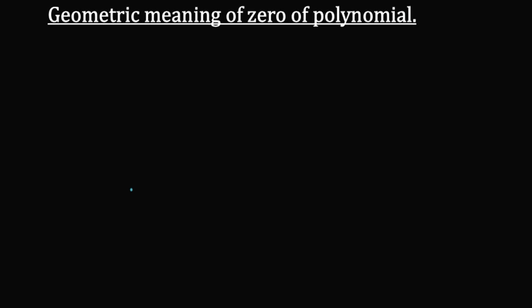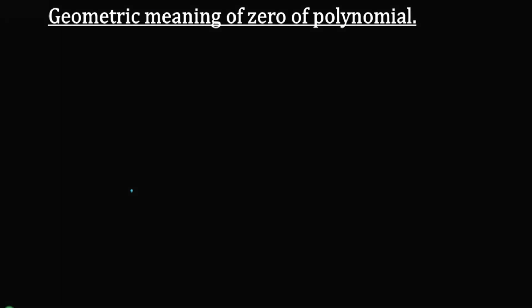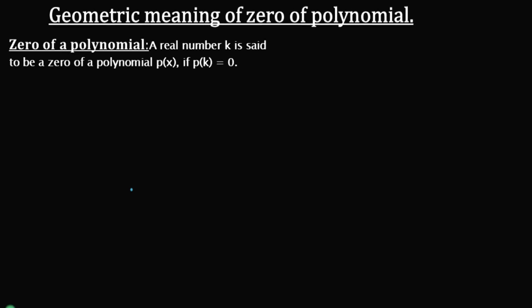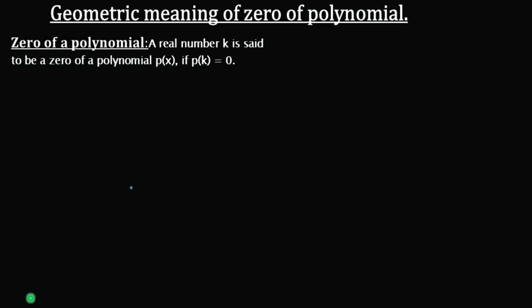Geometric meaning of zero of a polynomial. Okay. Now we have to find what is the geometric meaning of the zero of the polynomial. That is, what is the connection between the zero of the polynomial and the graph. So what is a zero of the polynomial? A real number k is said to be a zero of polynomial p of x if p of k equals 0. That is, instead of x, if we put k, then we will get p of k equal to 0. Then that is called a zero of a polynomial.